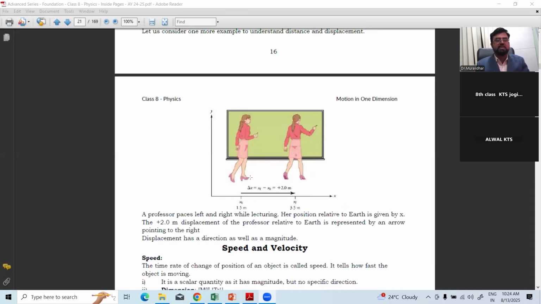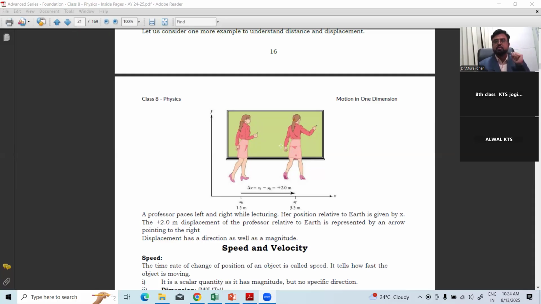A professor paces left and right while lecturing. Her position relative to Earth is given by X. So what is the displacement and distance? The 2 meter displacement of the professor relative to Earth is represented by an arrow pointing towards the right. So displacement has direction as well as magnitude, so it is a vector quantity, whereas distance does not have any direction. It is a scalar, whereas displacement is a vector.